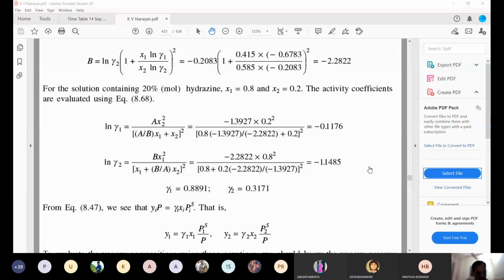Yes, sir, not given. Yeah, but does it depend on composition? P1S, P2S? Depends only on temperature, right? Yes, sir. So we can use that. Why did the book do this? I don't understand.